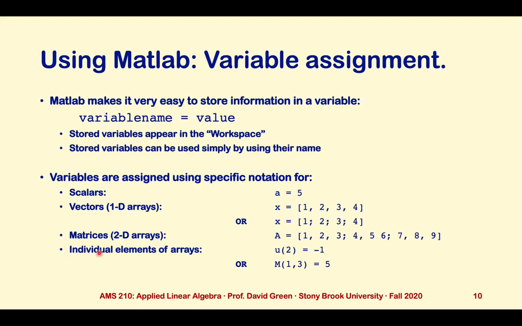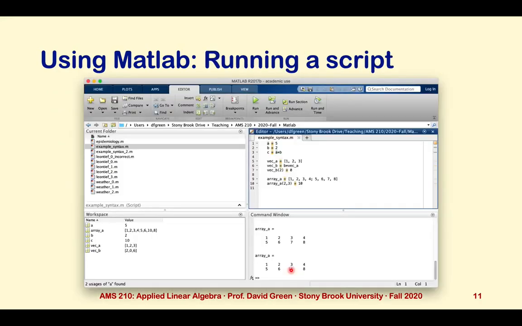We can also store information into individual elements of an array. So U(2) equals -1 would store the value -1 into the second entry of the vector U, and M(1,3) equals 5 would store the value 5 into the first row, third column of the matrix M. This is the standard notation for storing variables.